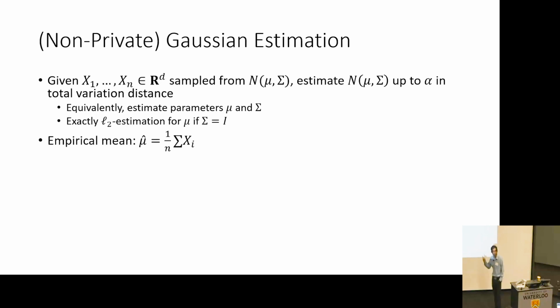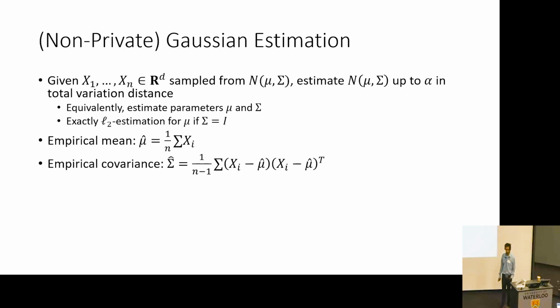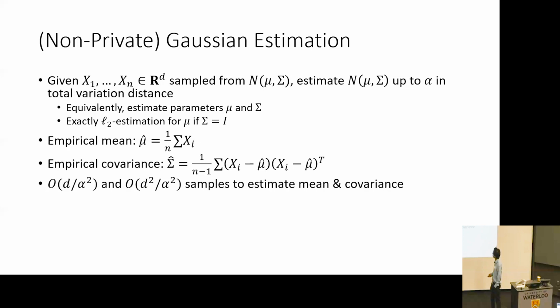But this is a very easy problem in the sense that we know how to do it pretty well at this point. You can just take the empirical mean, you can take the empirical covariance, and those will be pretty good estimates of mu and sigma, and you can just plug them in and get a total variation estimate of the overall distribution. In particular, taking d samples will give you a good estimate for the empirical mean, which matches the true mean, and taking d squared samples will give you a good enough estimate of the covariance that suffices for this total variation.